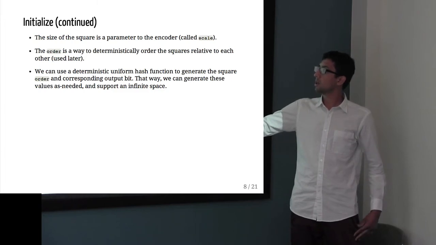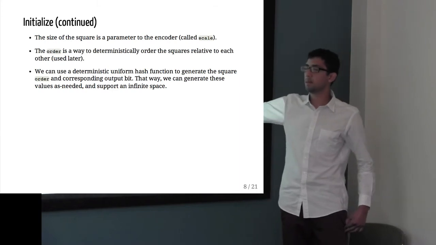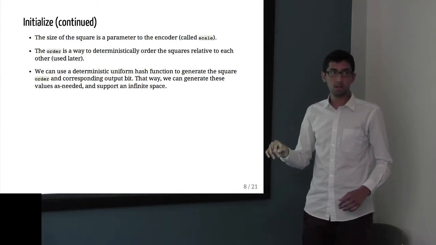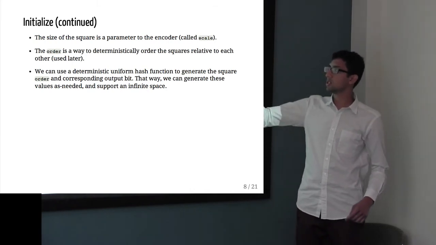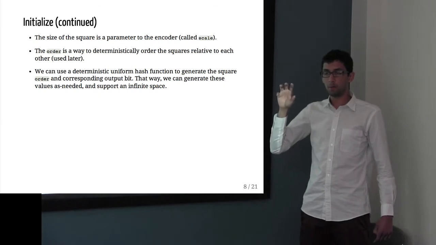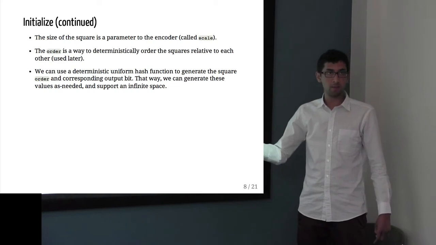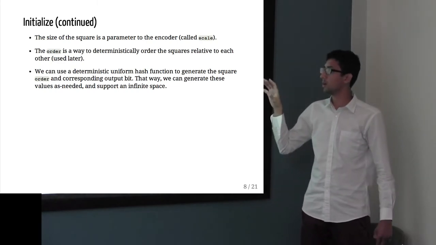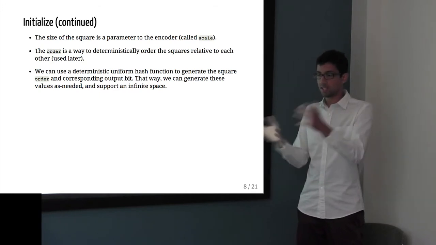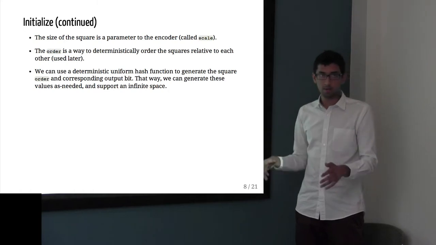And then note that when I mentioned that the initialization process is virtual, what that means is we don't actually go through and give every square a value. We use a deterministic uniform hash function so that, given a square, we can get a random value. Given the same square, we always get the same random value. And we can generate these values as needed. So when you have a set of squares you want to consider, you can generate these values using the hash function and do whatever operations you want to do.